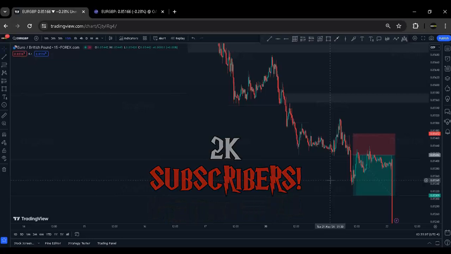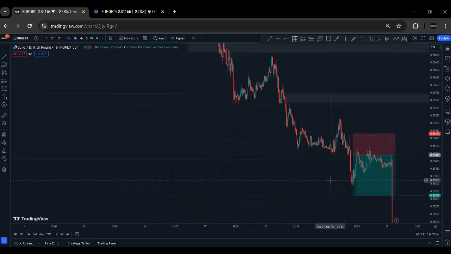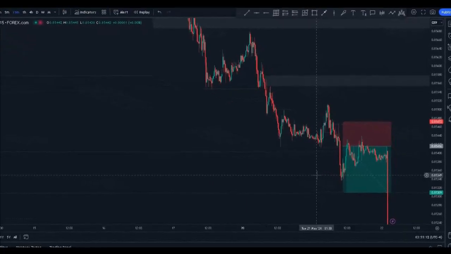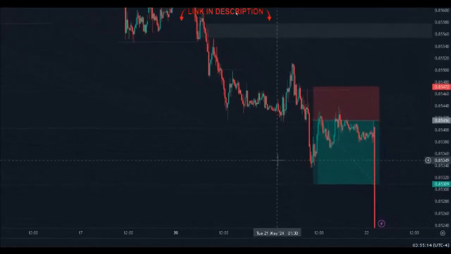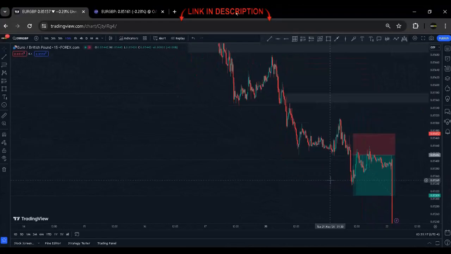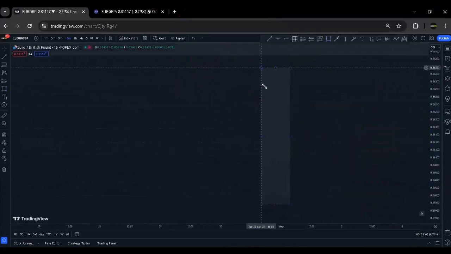Alright, let's get it. So we're going to be looking at, actually this is a previous trade that I had. If you want to see how I found this setup, click the link in the description.